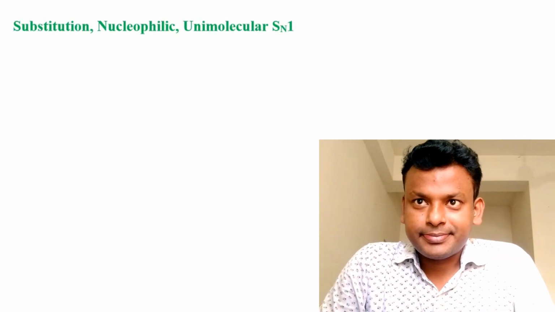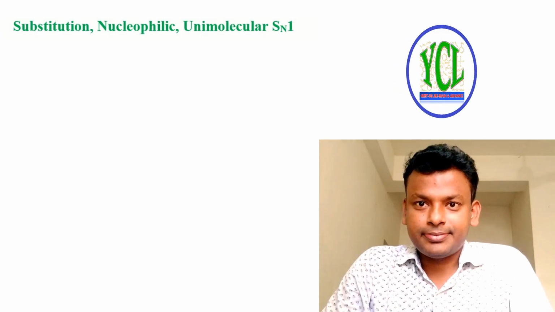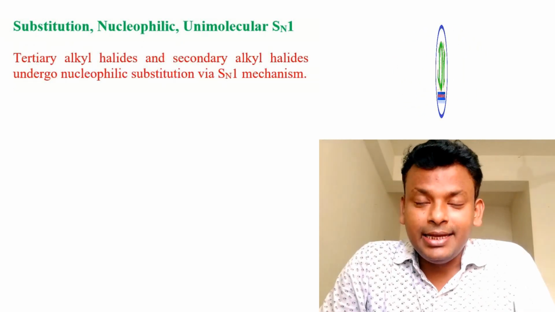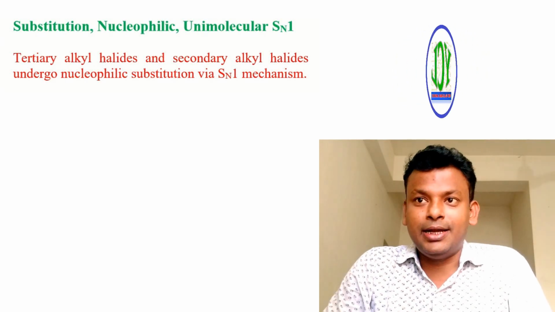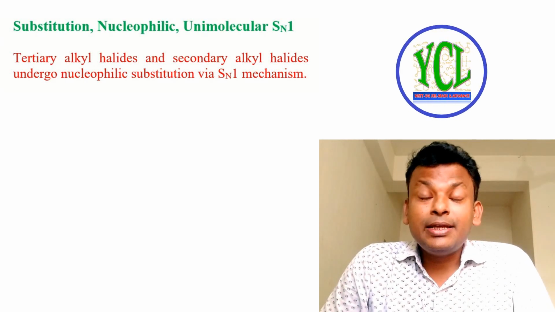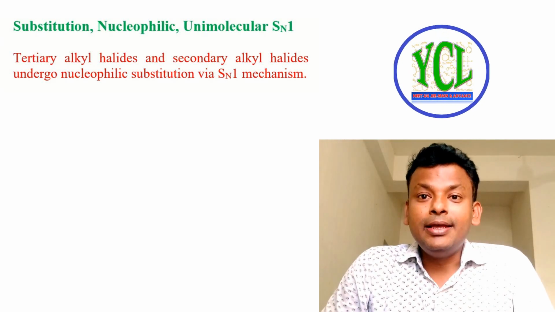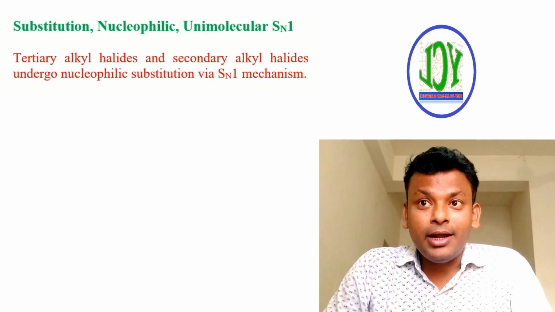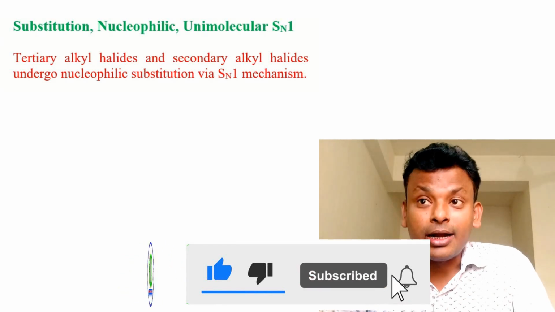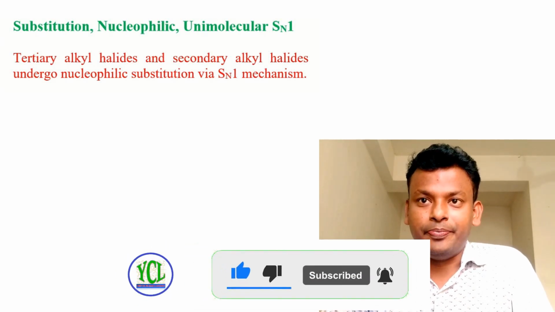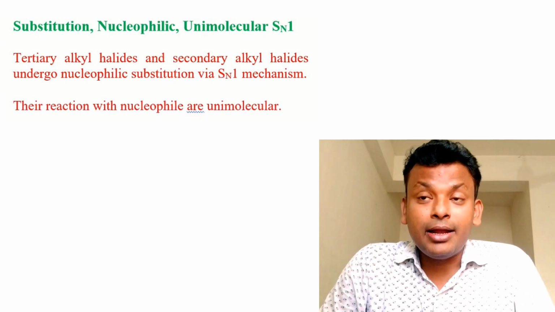SN1 reaction, substitution nucleophilic unimolecular reaction. Here tertiary alkyl halide and secondary alkyl halide undergo nucleophilic substitution reaction via the SN1 mechanism. We know that the SN2 reaction is preferred for primary halide and the SN1 reaction is preferred for tertiary and secondary alkyl halide. So their reactions with nucleophile are unimolecular.